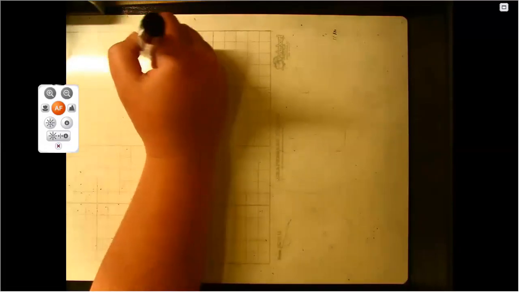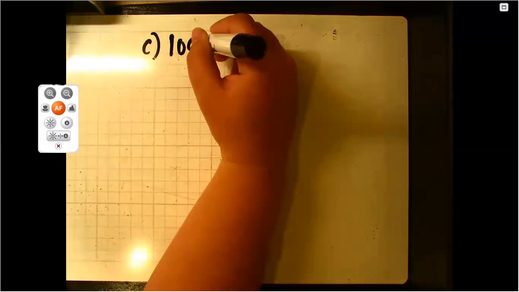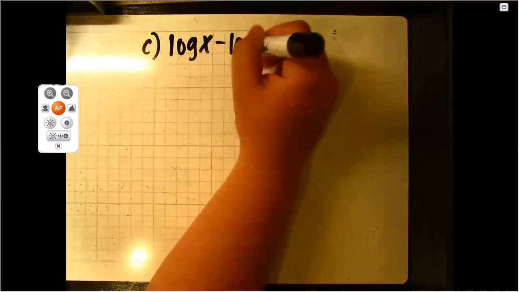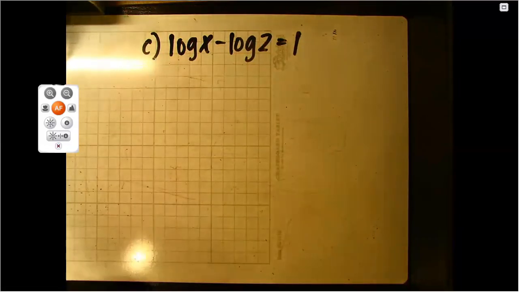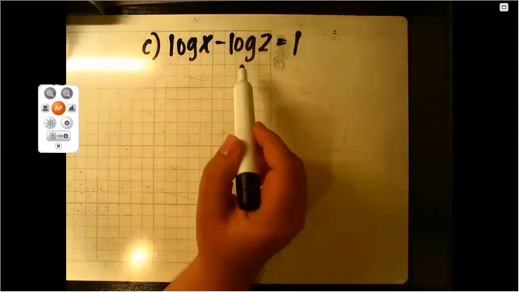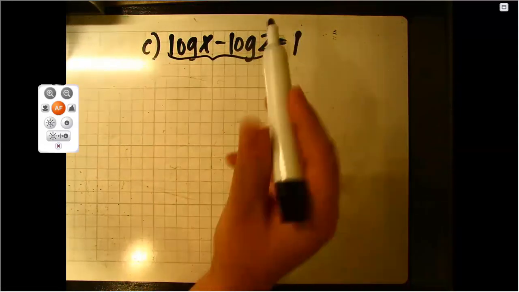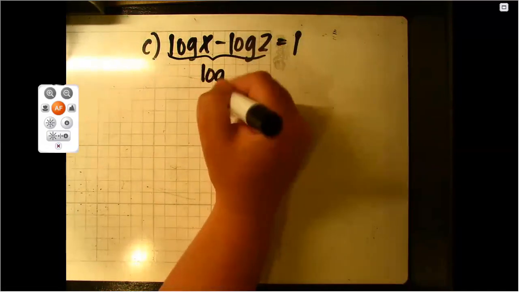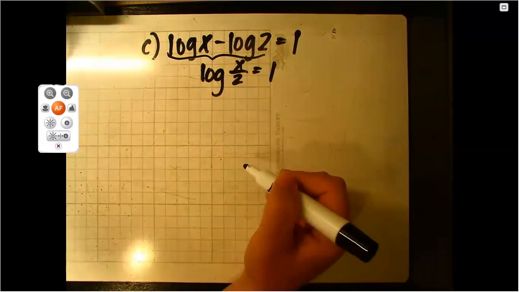All right, for part C, just like we did before, I've got to get down to 1 log before I can switch it to an exponential. So I'm going to go ahead and condense these two, and they condense using division. So we can say log of x over 2 equals 1. Right, and then I can switch to an exponential.